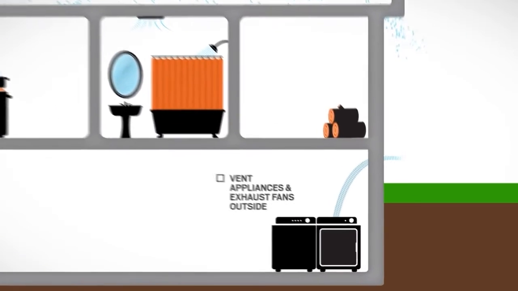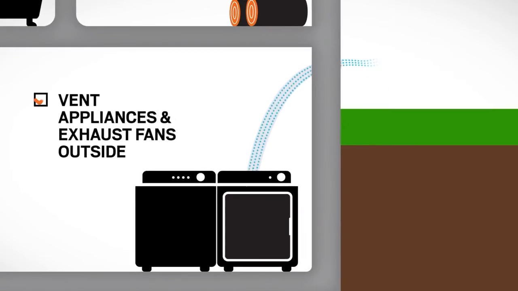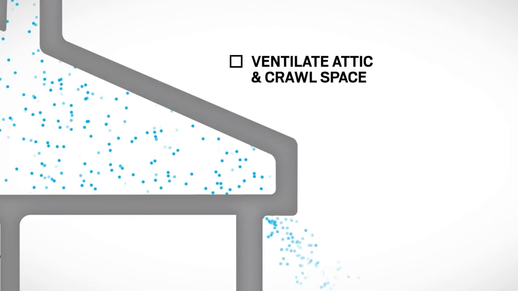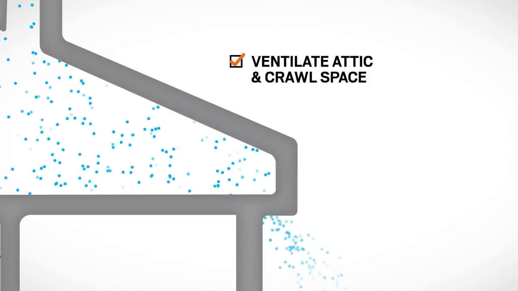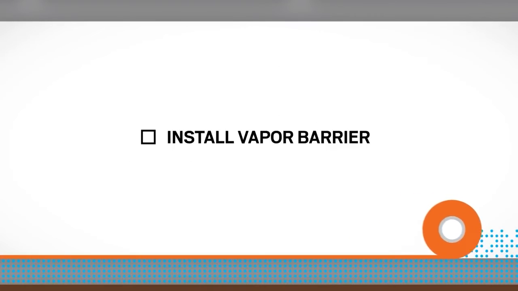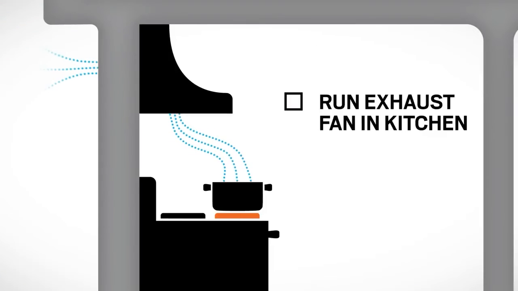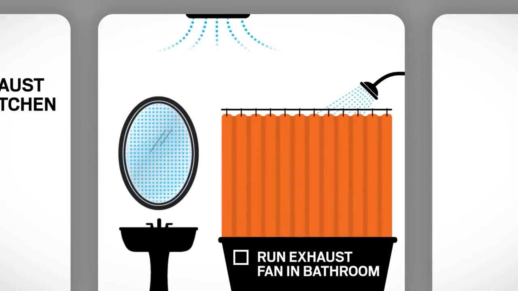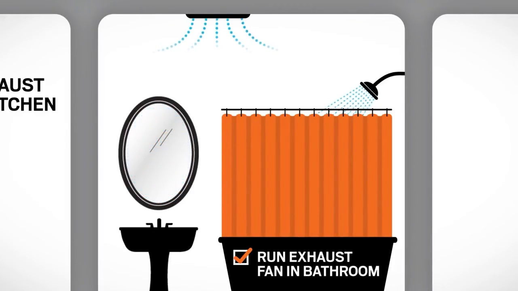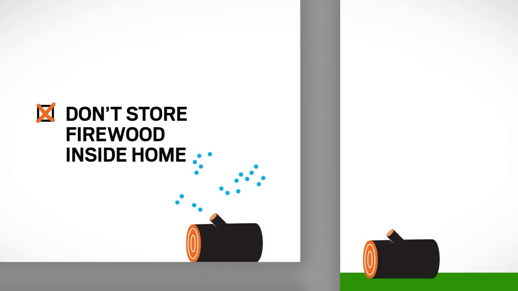To help reduce humidity in your home, vent all gas appliances, clothes dryers, and exhaust fans to the outside. Ventilate your attic and crawl space. Cover the earth in the crawl space with a good vapor barrier. Run an exhaust fan in the kitchen when you cook. When you bathe or shower, run an exhaust fan until the mirror is clear. Avoid storing firewood in your home.